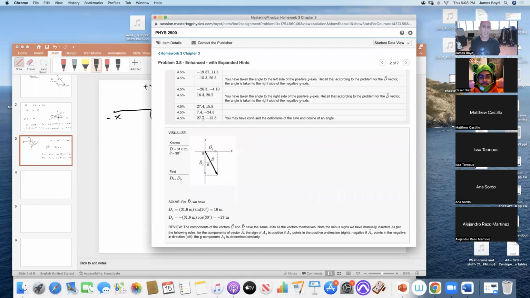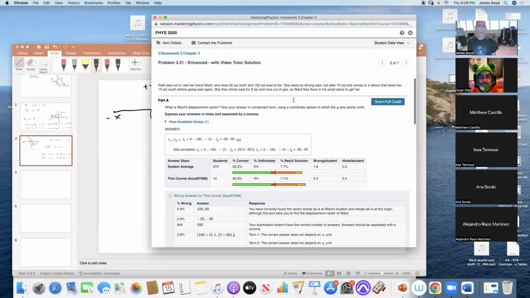The negative sign is important. The y direction, it goes to negative. The x direction is positive. Hopefully that makes sense to everybody. This is really just to give you some practice on finding the components of vectors. It's really important to be able to decompose vectors into their components.